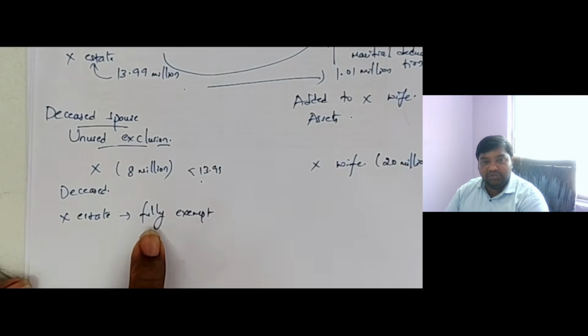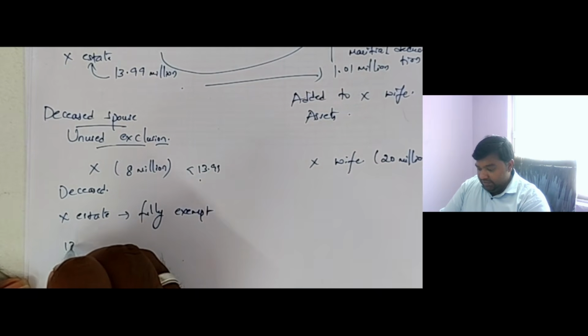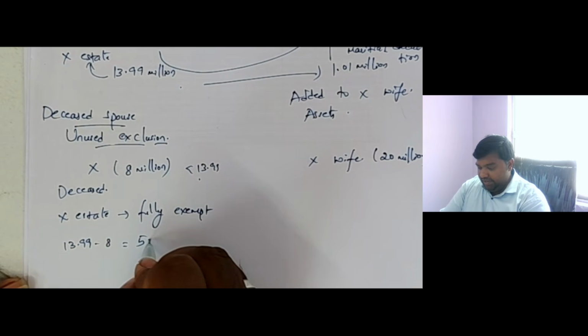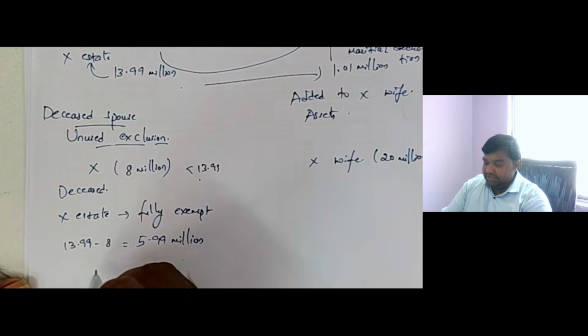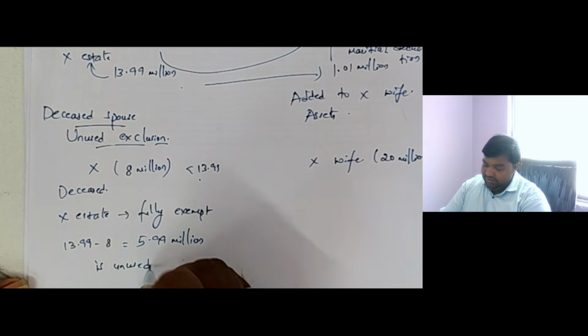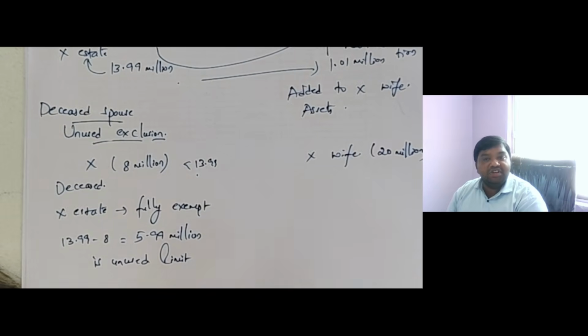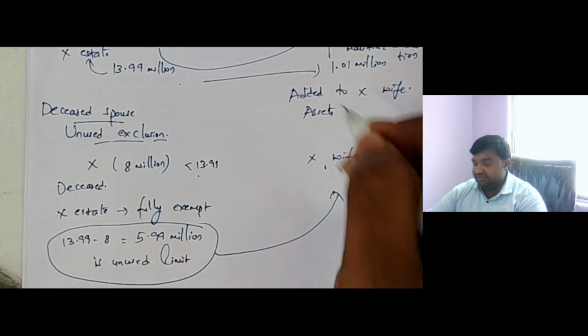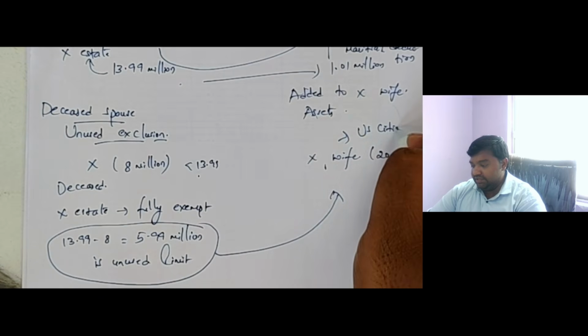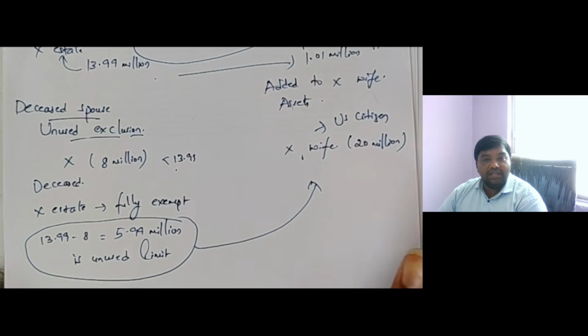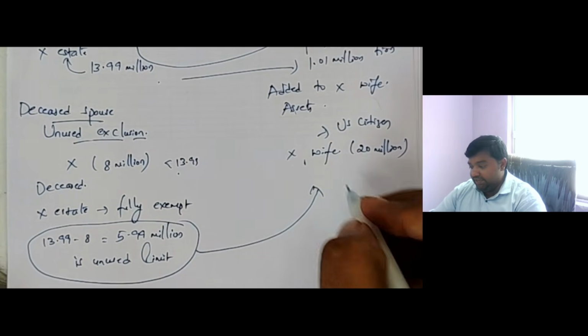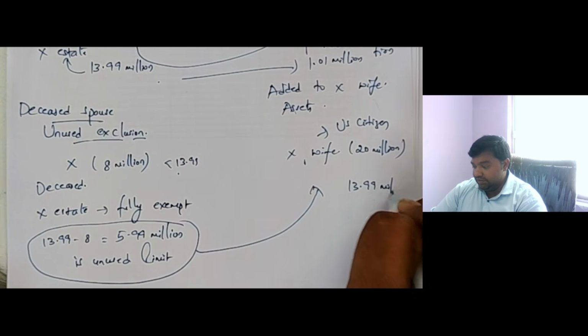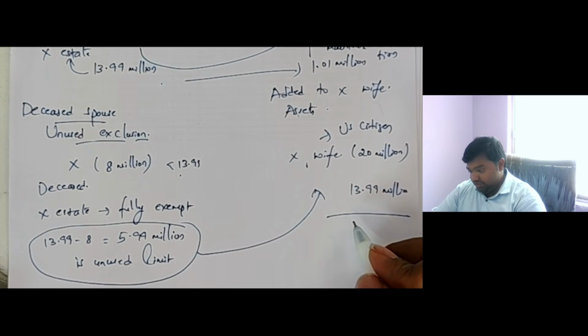But X has a limit up to 13.99, so 13.99 minus 8, approximately 5.99 million, is an unused limit, which is going to waste. This limit can be transferred to the ex-wife if she is a US citizen. So for the ex-wife, the limit is 13.99 million. 20 minus 13.99 is how much?